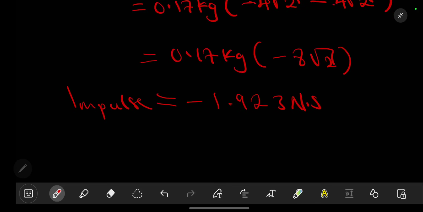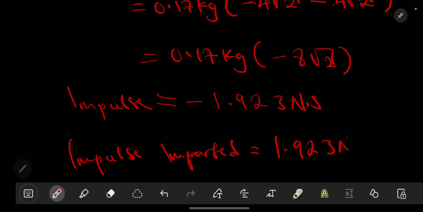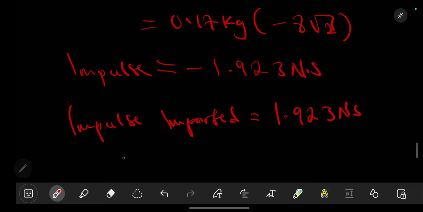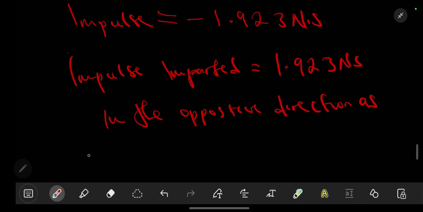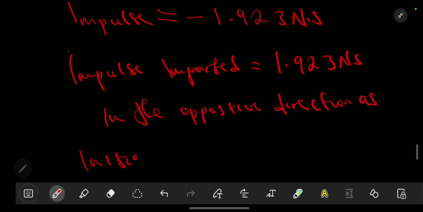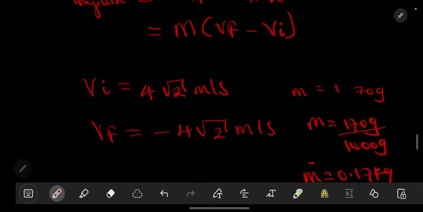So this negative tells you that the impulse imparted should be equal to 1.923 Newton second in the opposite direction as the initial motion. So we have answered that. Let's try out this one now.